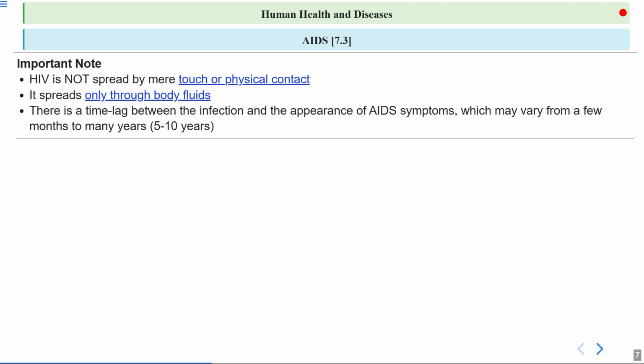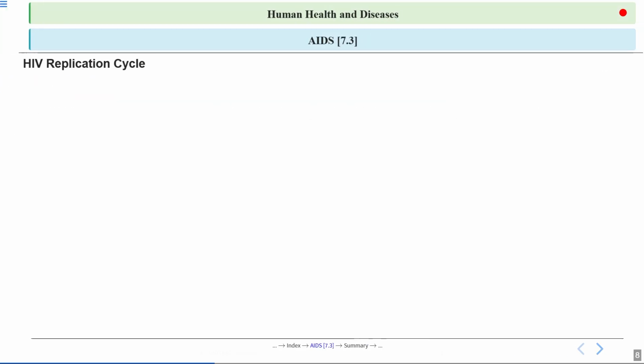quite late. So this delay is why regular testing and early detection are so important. Even if someone feels healthy, regular testing and screening for these STDs is very important. So this will prevent the spread of these diseases.